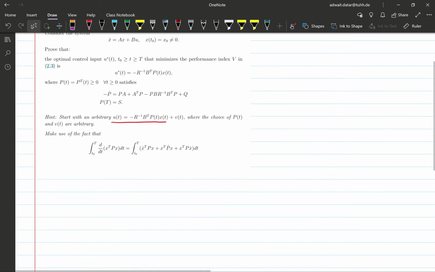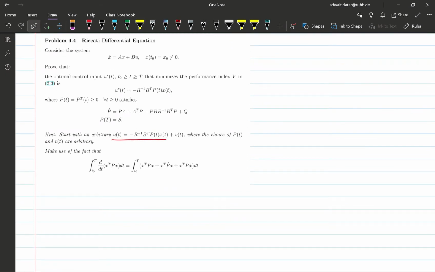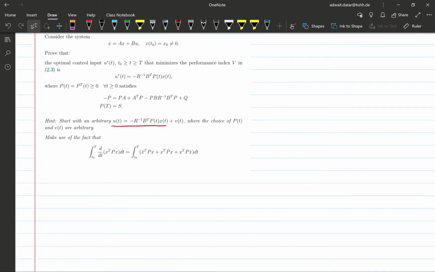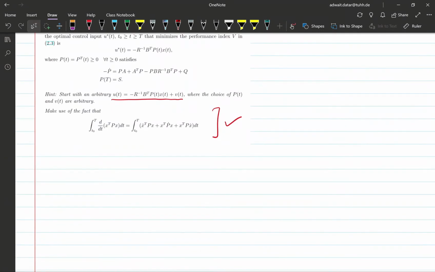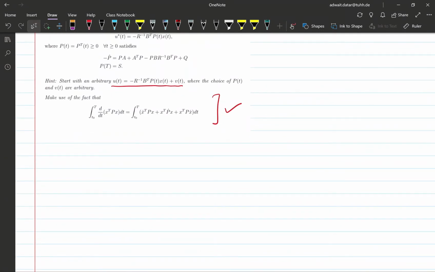So we'll do it in a slightly different manner than in the solutions given. So we will basically not use this suggestion of u, although we will use this fact here. So let's first write down what the optimal cost is.